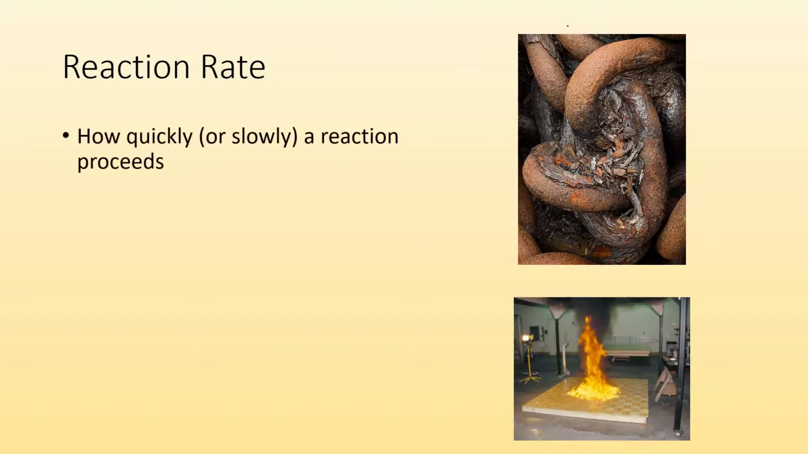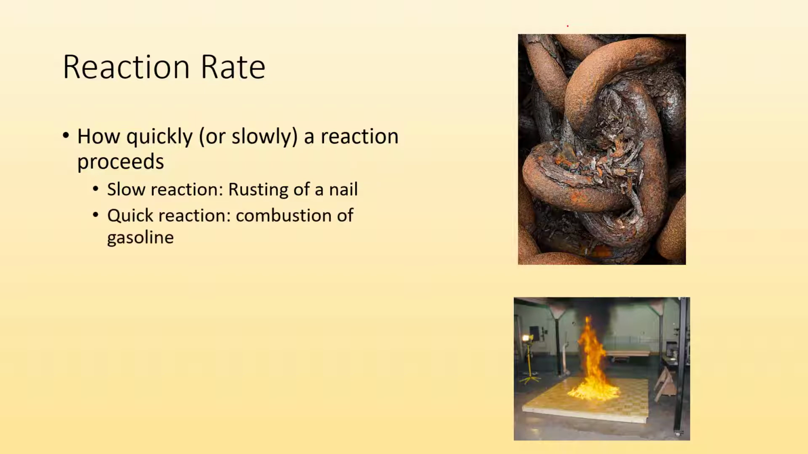So reaction rate is just how quickly or slowly a reaction proceeds. An example of a slow reaction might be the rusting of a nail. You leave a nail outside, come back the next day, and it hasn't rusted much. It might take some time to rust. Whereas combustion of gasoline, that's going to be a real rapid reaction. That's going to be really quick. So reaction rate is just describing how quickly these processes occur.